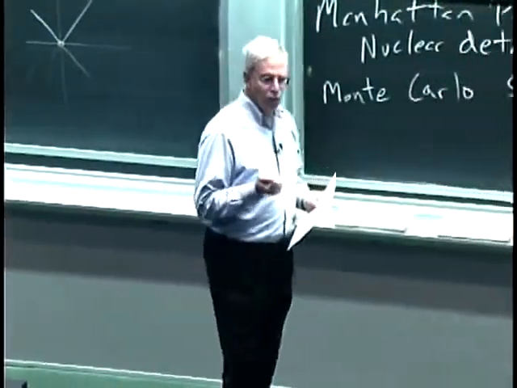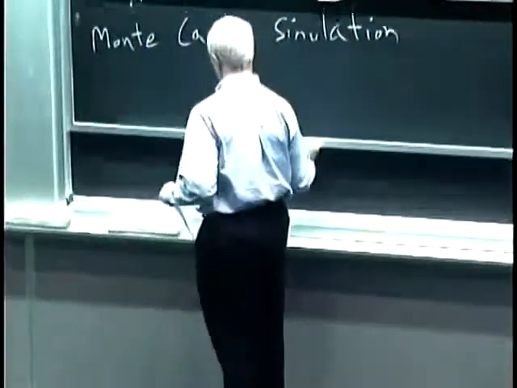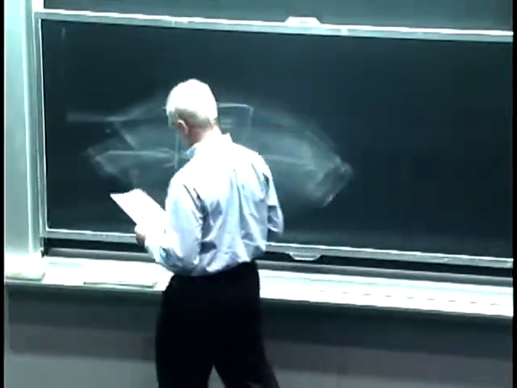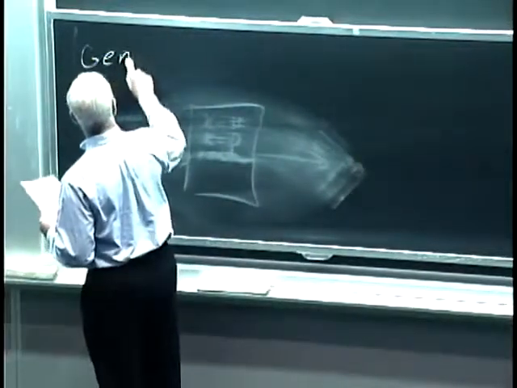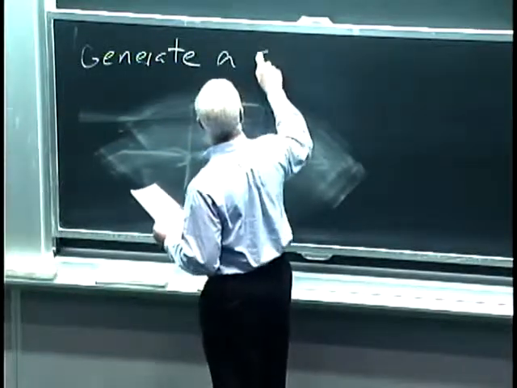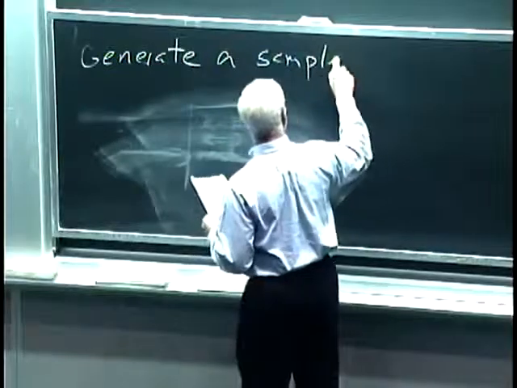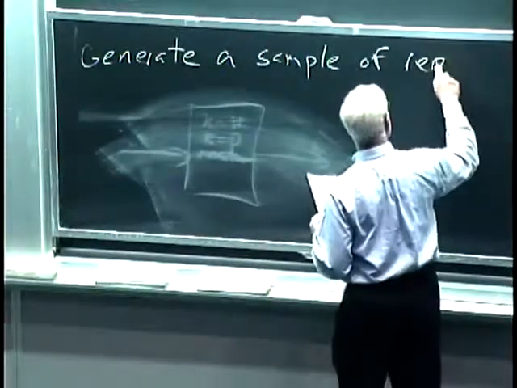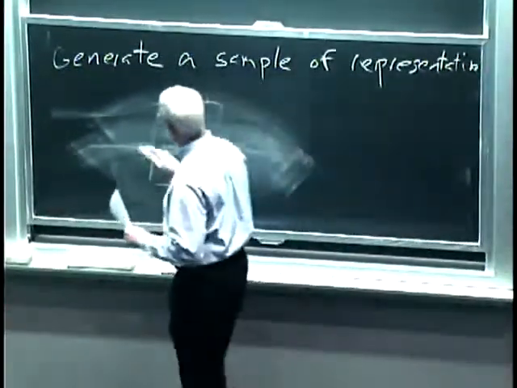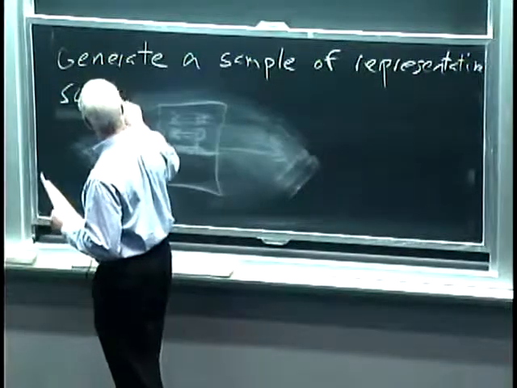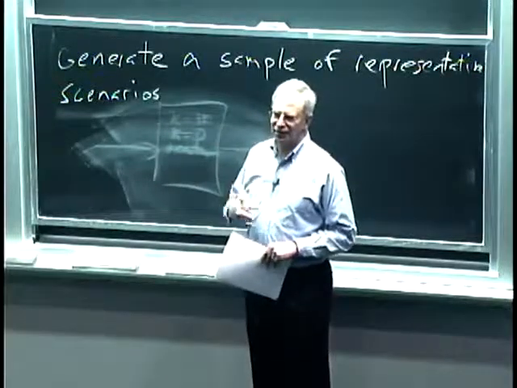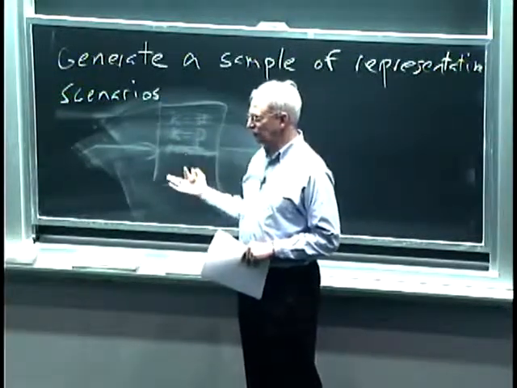What we're typically doing when we're simulating anything is we're attempting to generate a sample of representative scenarios, because an exhaustive enumeration of all possible states would be impossible.